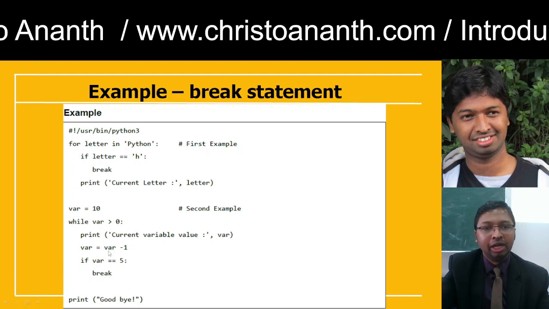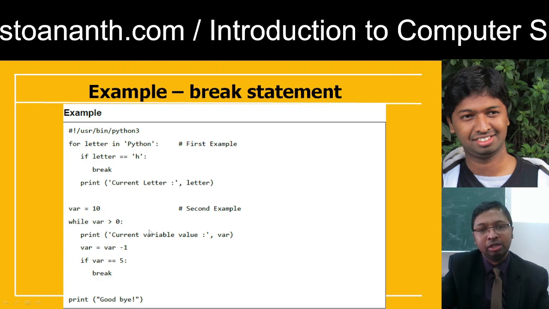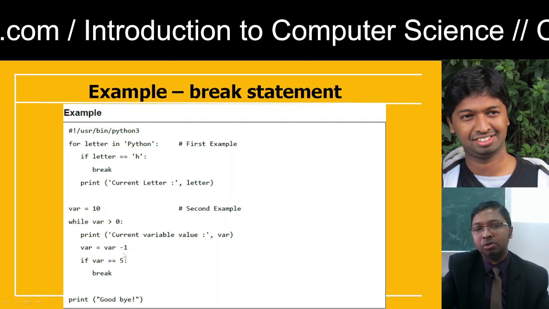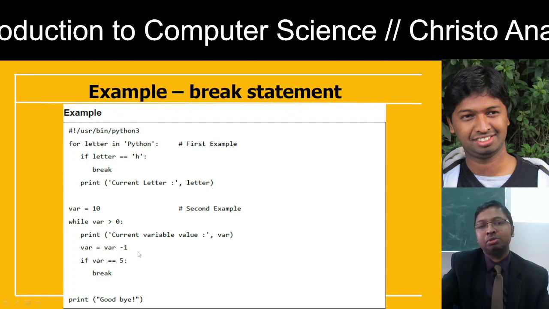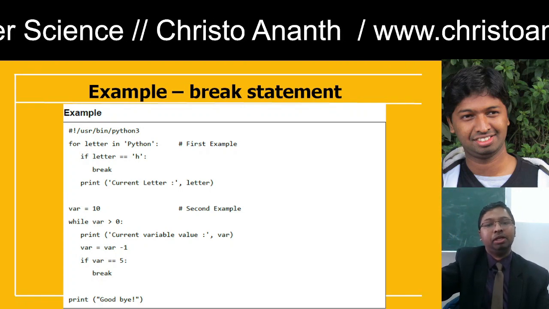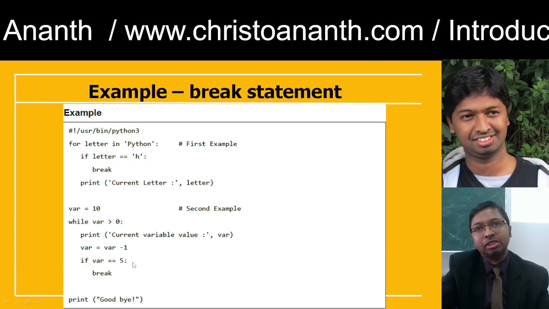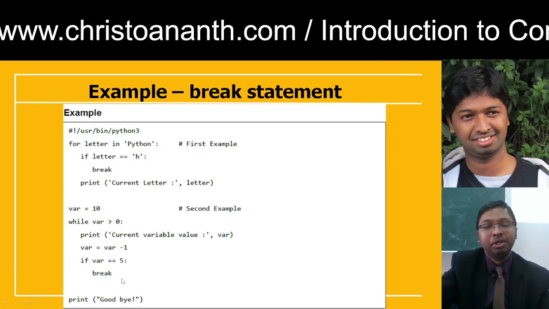Second, you will have, for example, variable equal to 10, while variable greater than 0. Here you will print the current variable value. Variable equal to variable minus 1. So it will go on, 10 minus 1, 9 minus 1, 8 minus 1. And if variable equal to 5, then it will break. Finally it will print goodbye.